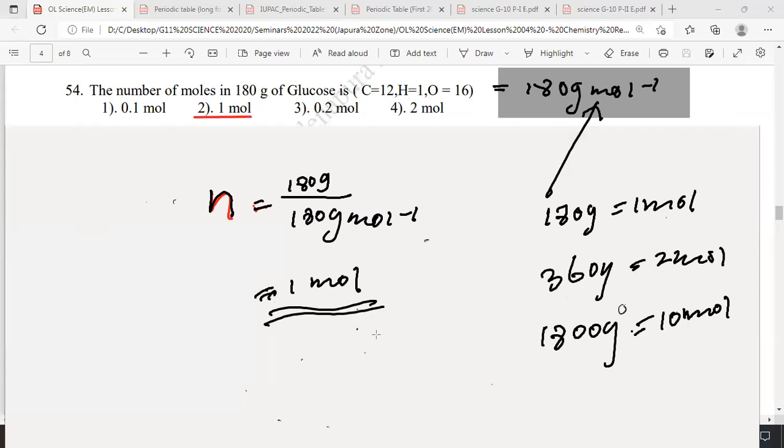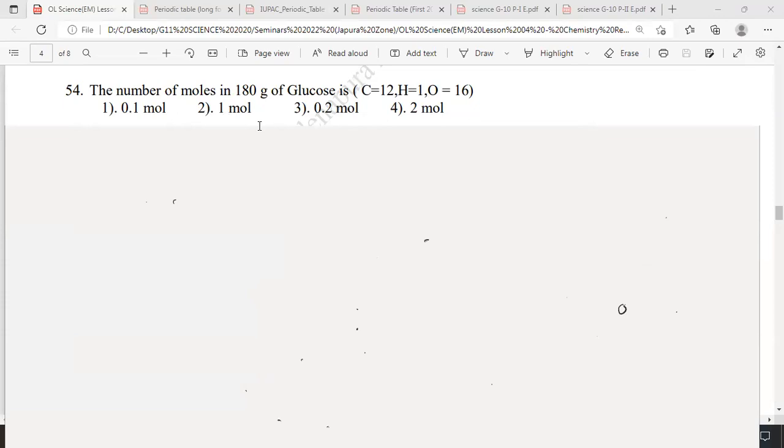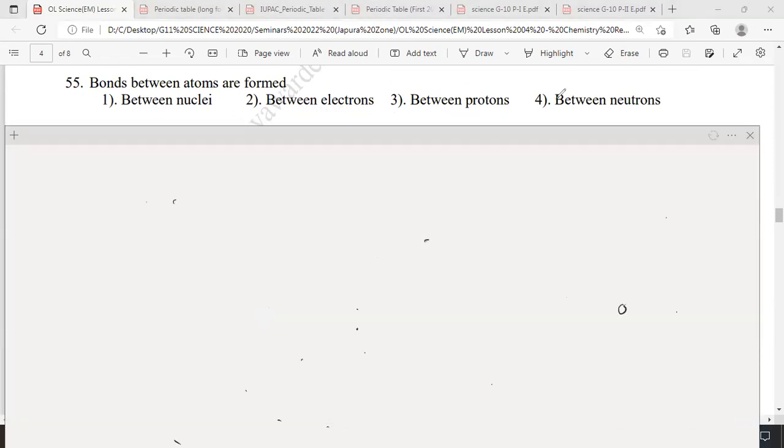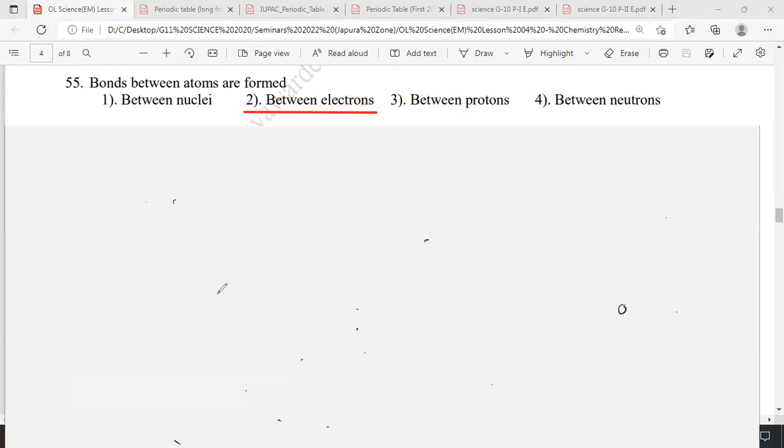Question number 55. I'll erase the screen. Bonds between atoms are formed. Which subatomic particle is involved in the formation of bonds? Are they electrons, protons, or neutrons? That's what they ask. Any volunteers? Vilana, Sitleni, Imasha? Electron. Second answer. Very good. Answer is second, electrons.